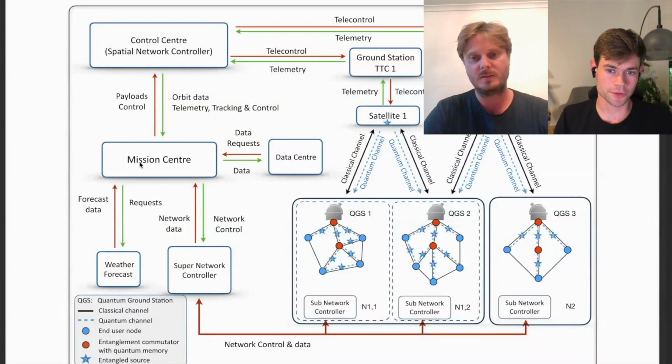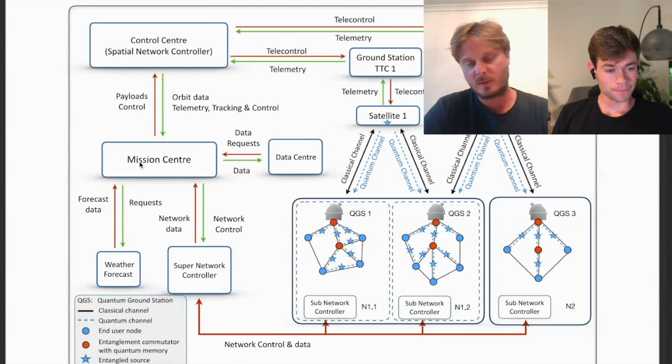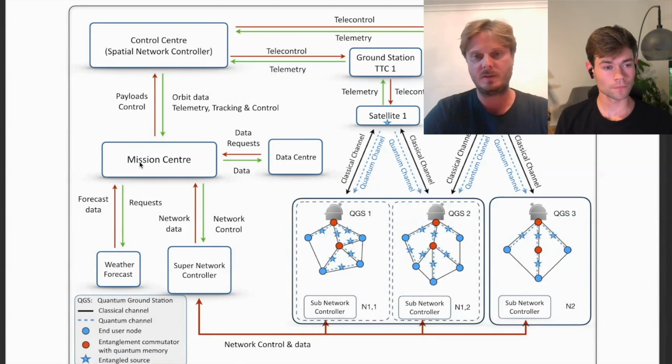And would this correspond to the supercontroller layer in general? Yeah. Okay. So it could be included in the mission center. But maybe not. So this is not yet defined. Because you can also think that the upper level could be included in the network controller. So it could be either in the mission center or in the super network controller, let's say.